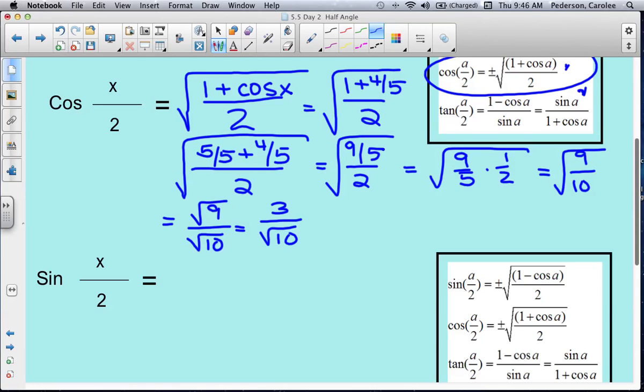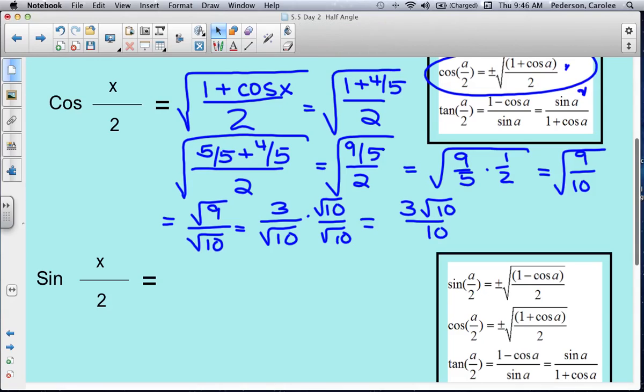Do we leave our answer with 3 over the square root of 10? No, we have to rationalize it. So to rationalize it, we multiply the numerator and the denominator by square root of 10. So now we multiply across. 3 square root of 10 over 10. And there is our final answer as an exact value.